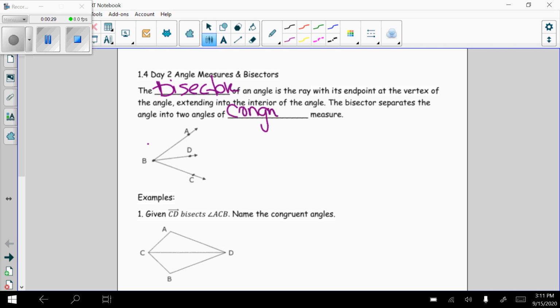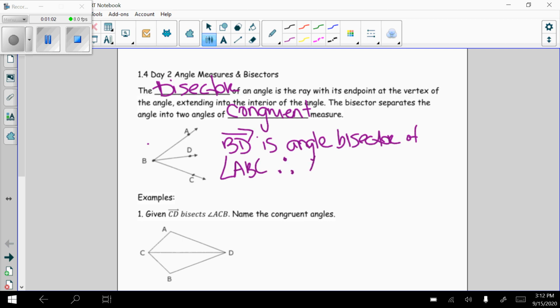Remember that bisect means cuts in half, just like our segment bisector. An angle bisector cuts the angle in half. So in this picture here, I have angle ABC. I have ray BD in the interior. So I could say that ray BD is angle bisector of angle ABC.